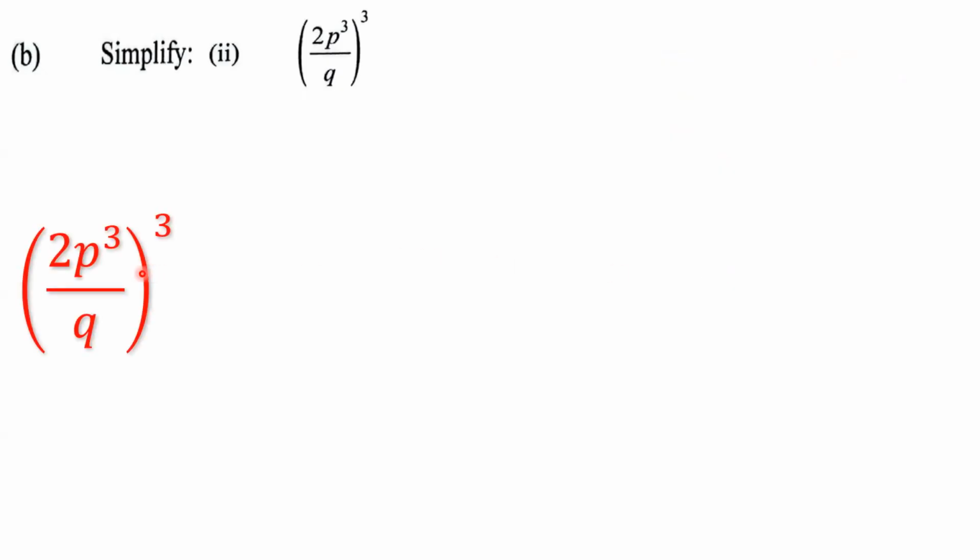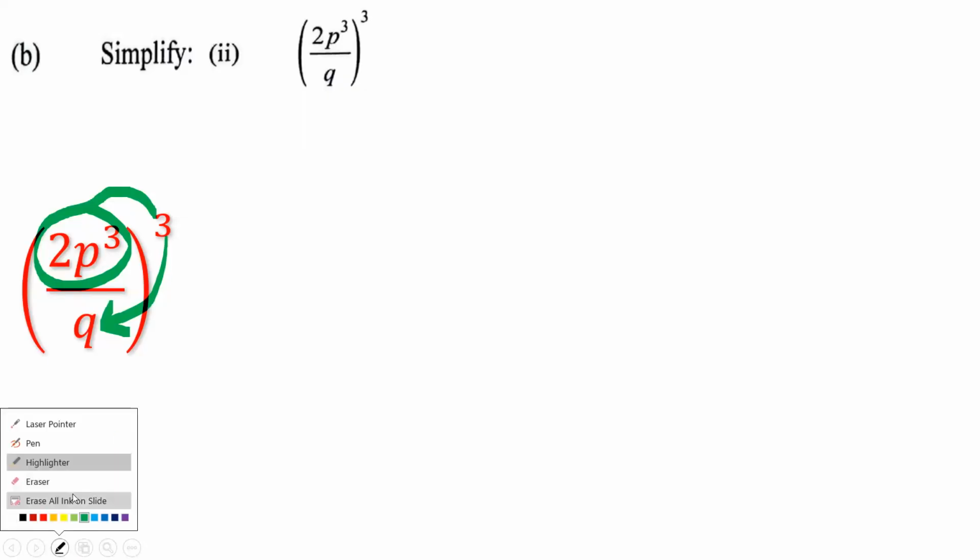We have 2p to the third power divided by q, all raised to the third power. So we're going to take this 3, right? And we're going to use it to deal with the numerator. We're going to use it also at the denominator. So we're going to put it for the numerator and the denominator. And so let's do that. So let's erase our link.